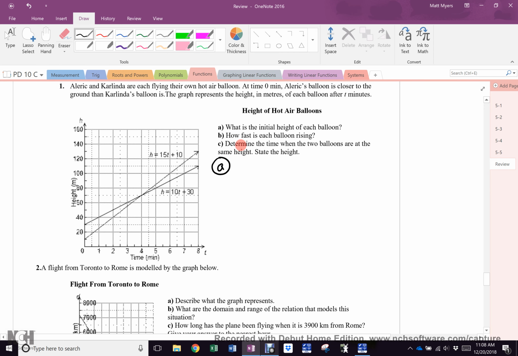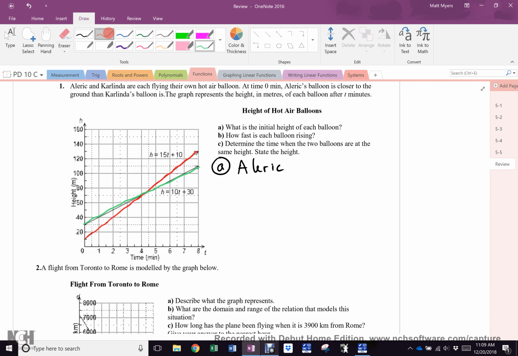A, what is the initial height of each balloon? Well, Alaric is closer to the ground than Carlinda. So I'm going to draw 2 lines here. There's the red line and there's the green line. What's closer to the ground? The red line. So Alaric is the one closer to the ground, so he is this guy.